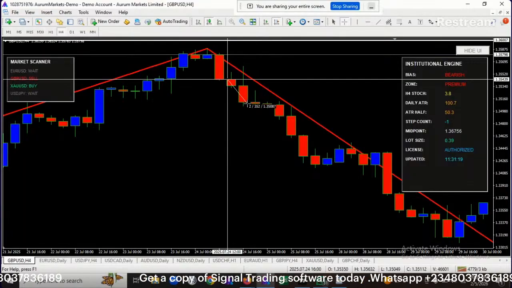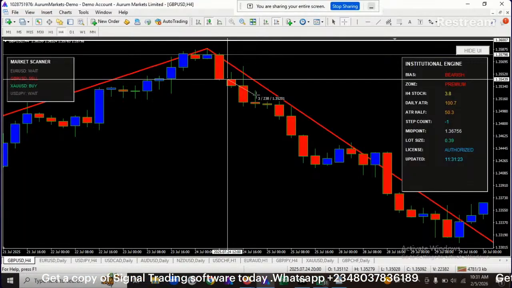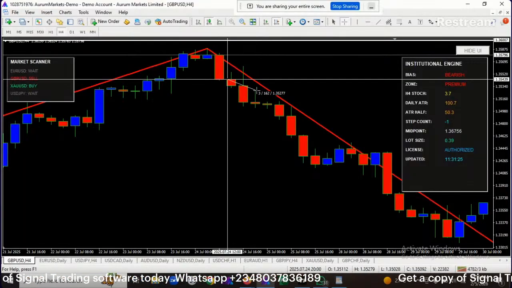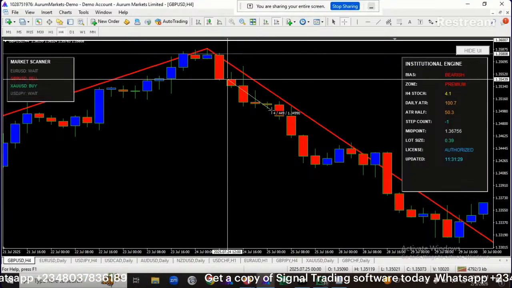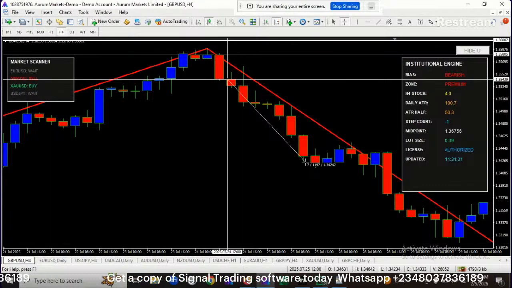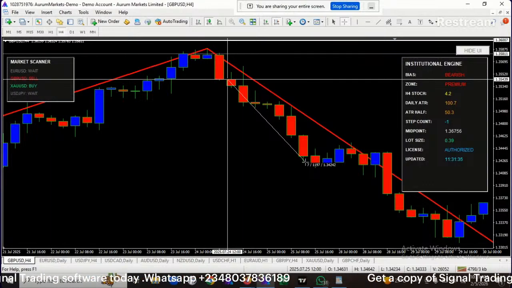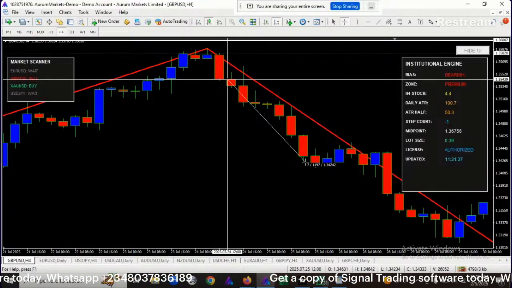But most of you, once price moves in this direction and you see this little reversal, you close the trade. Let the trade run. It's either TP, stop loss, or break even. Don't interfere with the trade.